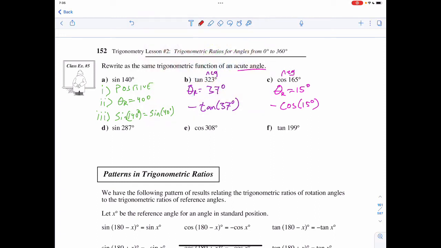Sine of 287 is going to be negative. The reference angle in this case is going to be going up to 360 degrees, so be really careful that you're not doing it to the y-axis. It's not going to be 17 degrees, it's going to be 73 degrees for the reference angle. And it would be negative sine of 73 degrees.